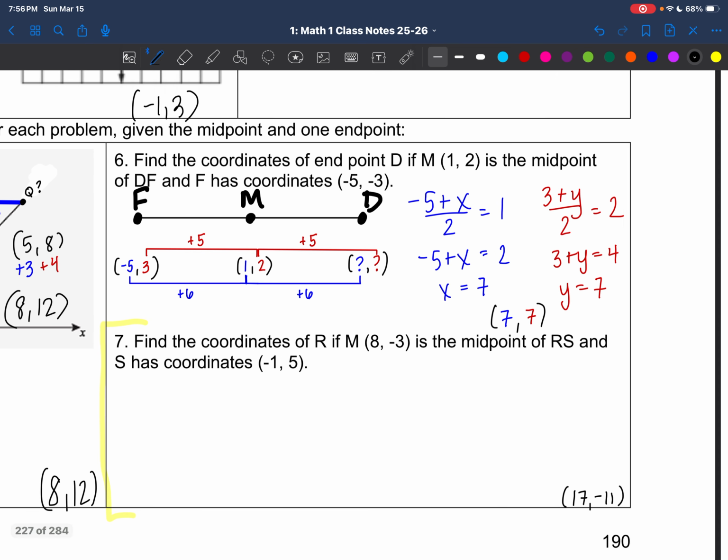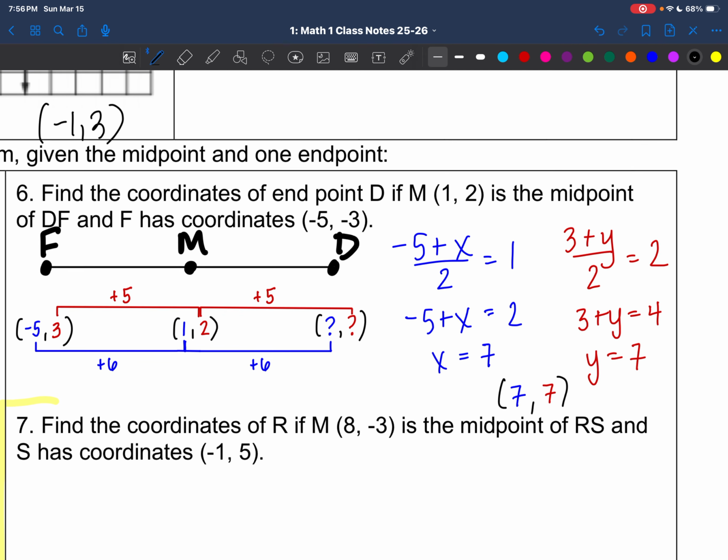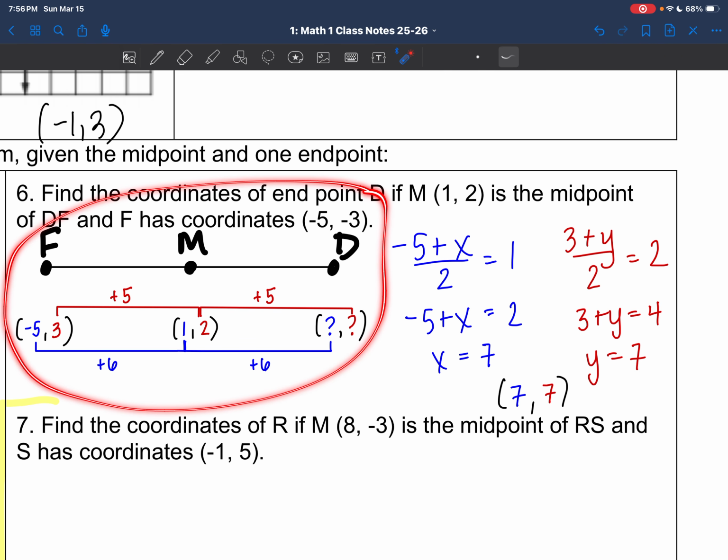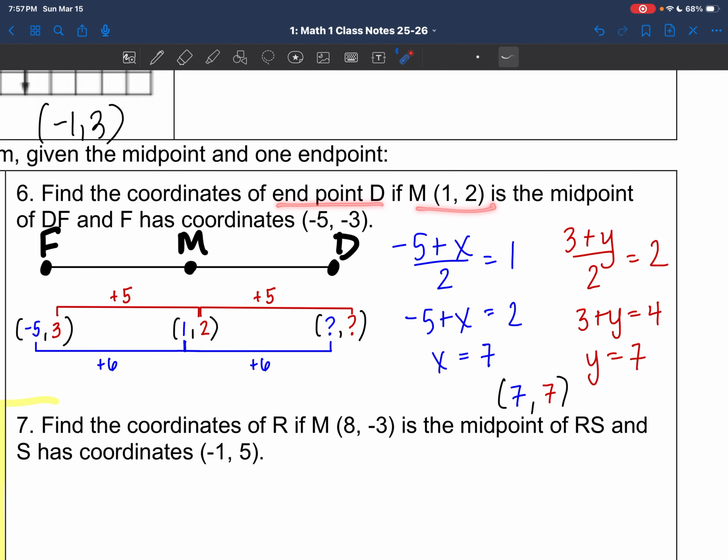Now this one is a different way of thinking about it. I showed you a couple different ways. You pick whichever way you like. So here's one way to think about it. If we've got the endpoints, M is the midpoint of DF, and F has the coordinates of, oops, did I forget my negative?